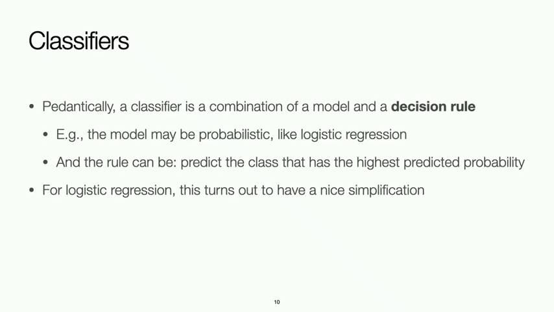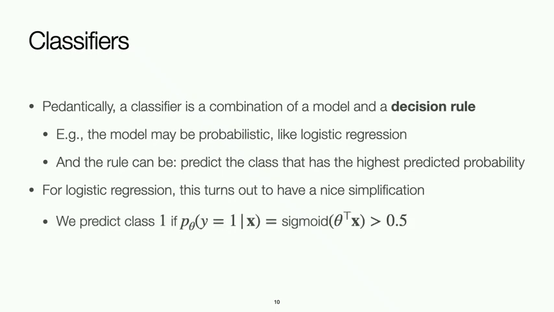If I choose this decision rule, predict the class that has the highest predicted probability, then for logistic regression, this actually turns out to have a really nice simplification. And it's as follows. We predict class 1 if that's more likely than class 0. When is it more likely? It's more likely when the predicted probability is greater than 0.5, because that means the other probability is less than 0.5, right? For exactly 0.5, it doesn't really matter. We can just pick one of them. But when is the predicted probability of class 1 greater than 0.5? Well, it's when the sigmoid of my model output is greater than 0.5, because that's how this probability is defined in the first place.